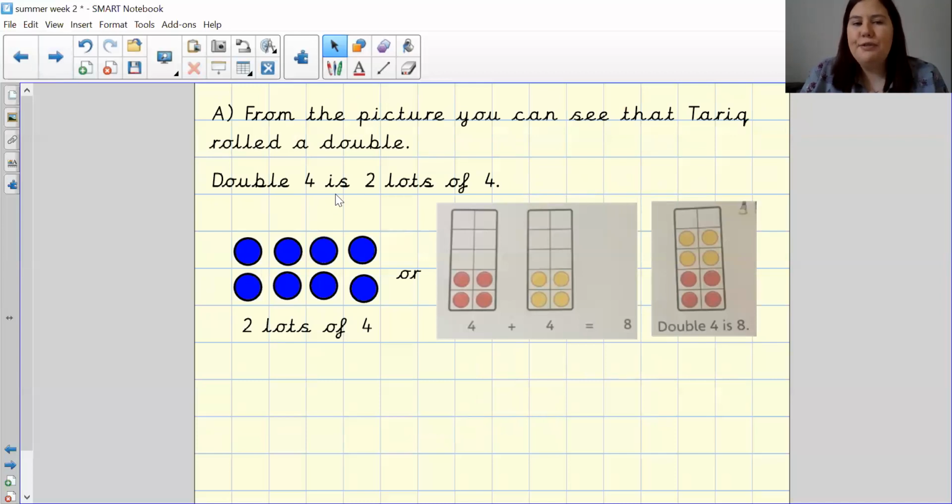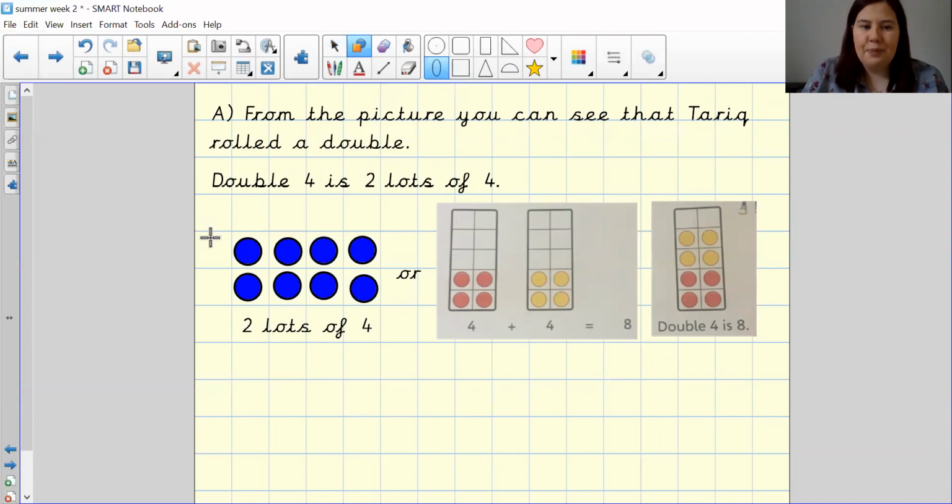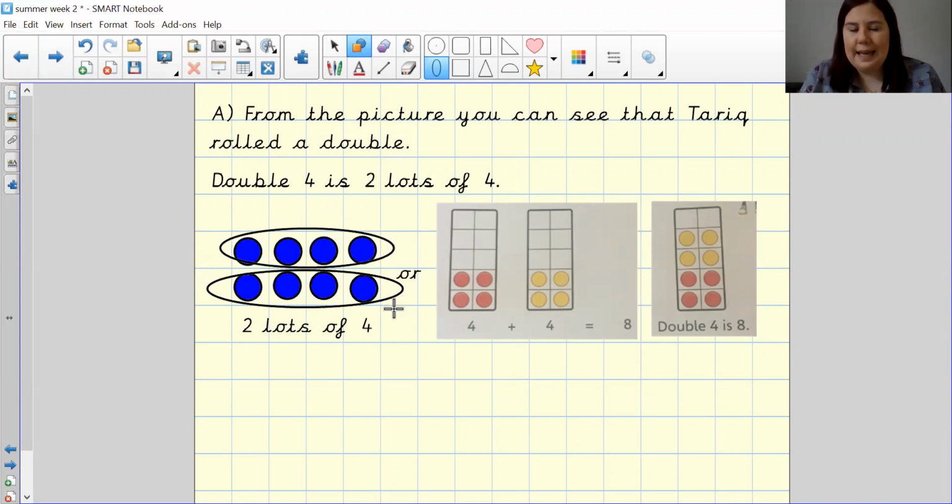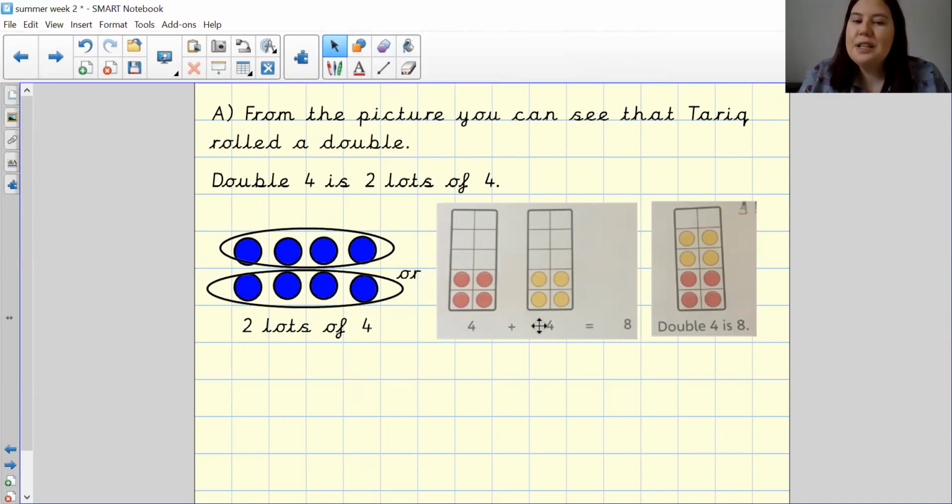So double 4 is 2 lots of 4. So as you can see, I have done an array for you to show. So I've got one group of 4, and then I've doubled it, which means I've added it again. Okay, so that's 2 lots of 4. They have used a 10 frame to add here. So they've done 4 add 4, which equals 8. So double 4 is 8.